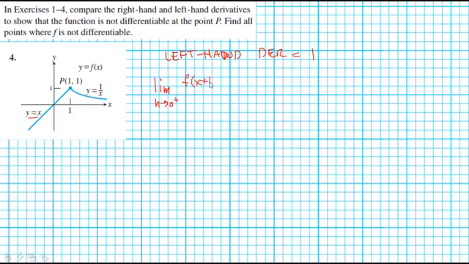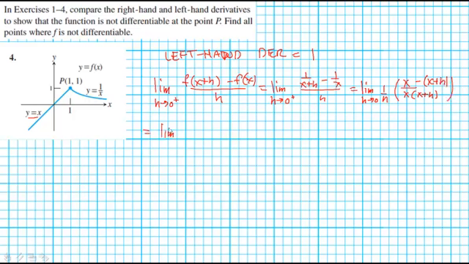of f of x plus h minus f of x all over h, which is going to be the limit as h approaches 0 from the positive side of 1 over x plus h minus 1 over x all over h, which I like to rewrite as 1 over h times, and then I find the common denominator of x times x plus h, and that's going to be x minus quantity x plus h.